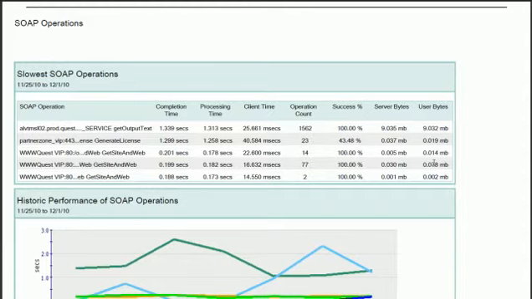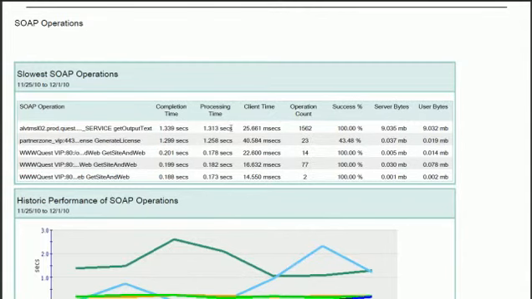Now, if application owners are supporting some type of integration with another application, they're usually going to have some SOAP interfaces. So this is another report that lets them see the different SOAP requests that are coming in. This would be the operation name, and then you can see the completion time of each of those operations. So this is the time from end to end, and then processing time.